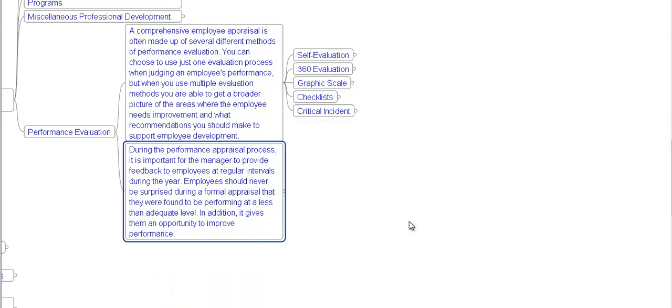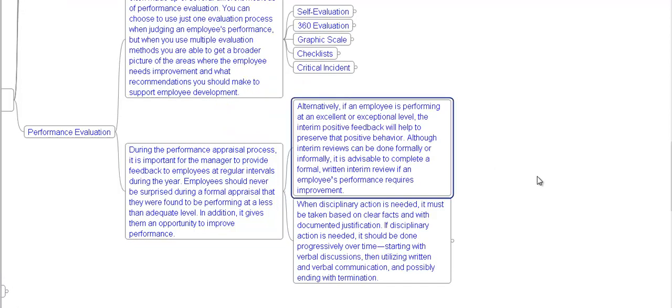During the performance appraisal process, it is important for the manager to provide feedback to employees at regular intervals during the year. Employees should never be surprised during a formal appraisal that they were found to be performing at a less than adequate level. In addition, it gives them an opportunity to improve performance. Alternatively, if an employee is performing at an exceptional level, the interim positive feedback will help to preserve that positive behavior. Although interim reviews can be done formally or informally, it is advisable to complete a formal written interim review if an employee's performance requires improvement.